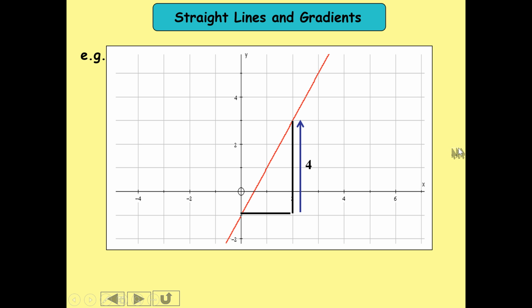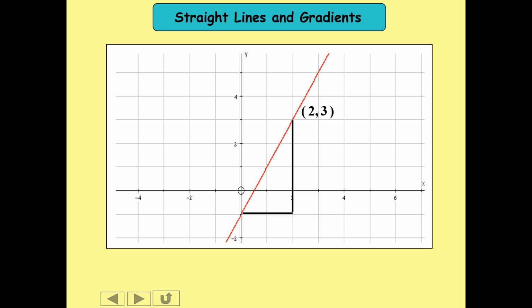The rise is 4 units up, the run is 2 units across. So the slope m is equal to 4 over 2, which simplifies to 2. This line has a slope of 2. In other words, that means for every 1 unit I go across on the x-axis, the line rises 2 units up on the y-axis.